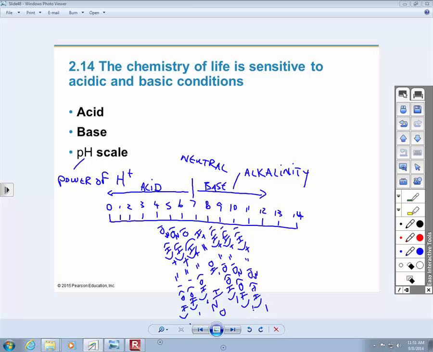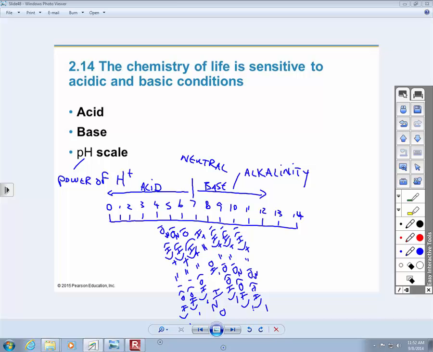You can continue that all across the board if you wanted to. Every time you go from 4 to 3, you're increasing your acidity, so that'd be 10 to the power of 4 hydrogens and only one base unit. If you go from 10 to 11, you're increasing your base unit by 10 times, to 10 to the power of 4 base units. That happens with every 1 degree increase or decrease. This is why they call it the power of the hydrogen ion.